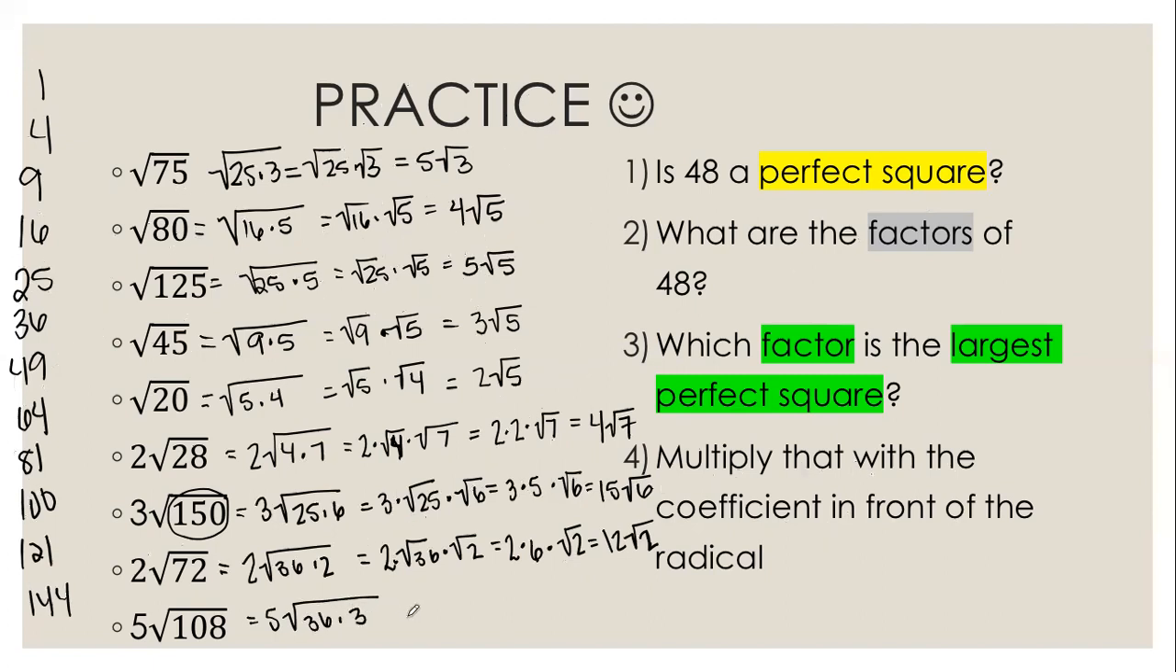And you write the 5, and then the square root of 36 times the square root of 3, and then 5 times 6, and then 6 times 5 is 30. Perfect. Awesome. Good job, Noah.